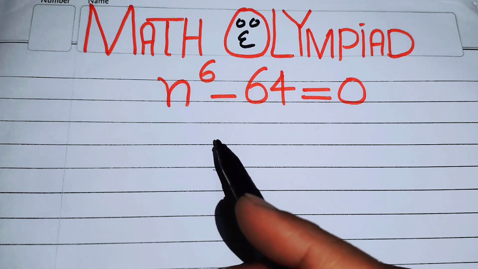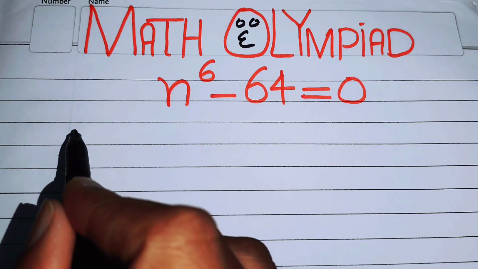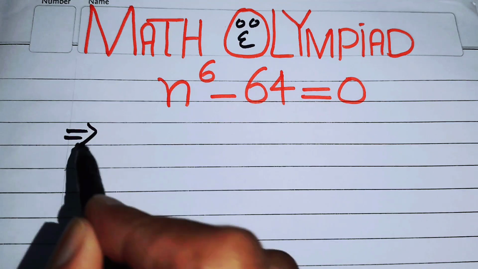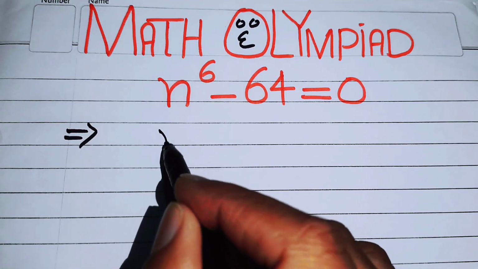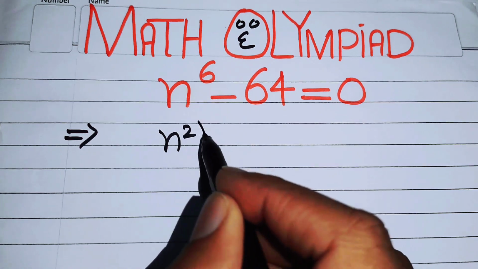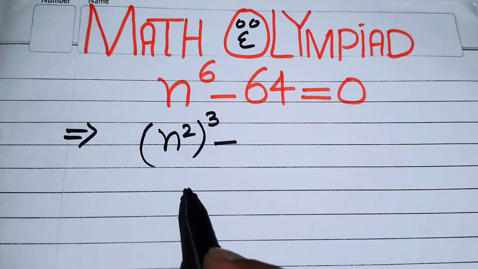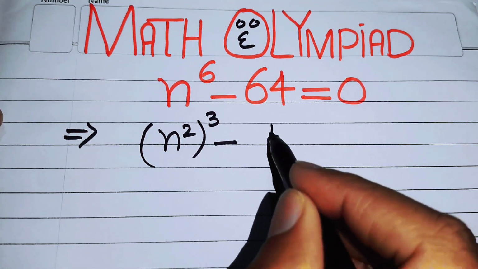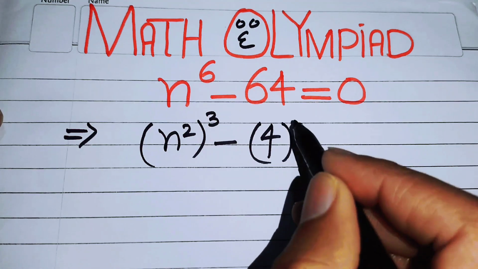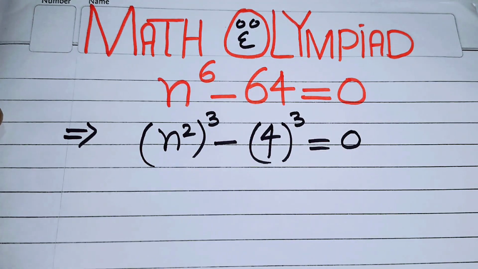The very first thing we are going to do is rewrite this equation. We write n to the power of 6 as n squared and its whole cubed, minus, we write this 64 as 4 cubed, and this whole equation equals 0.